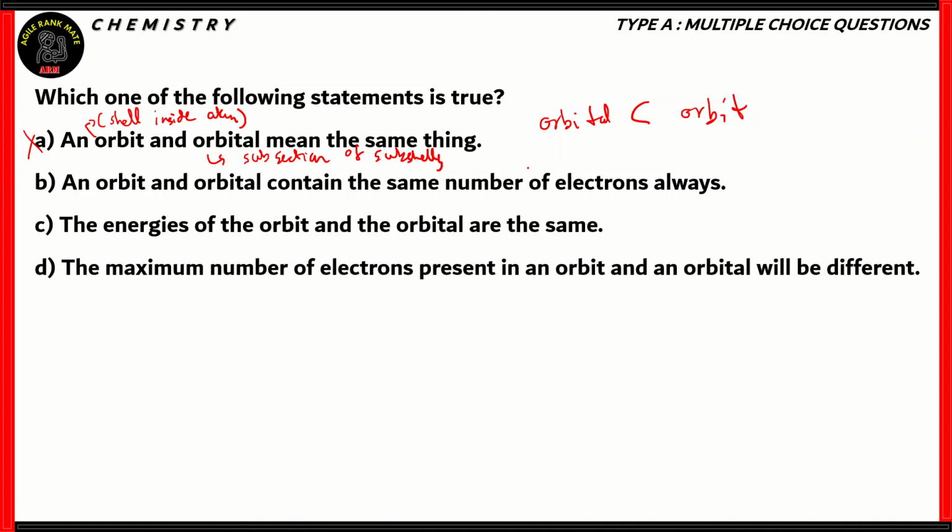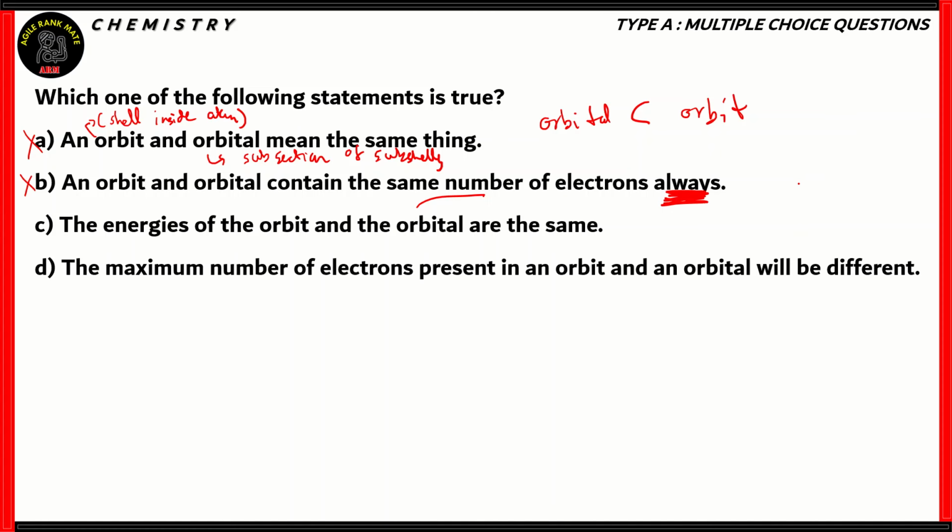An orbit and orbital contain the same number of electrons always. The term always makes this option incorrect. It is possible for an orbit and orbital to have the same number of electrons. If you look at the first orbit, it contains the s subshell. The s subshell has only one orbital, which contains 2 electrons. So in that scenario, they contain the same number of electrons.